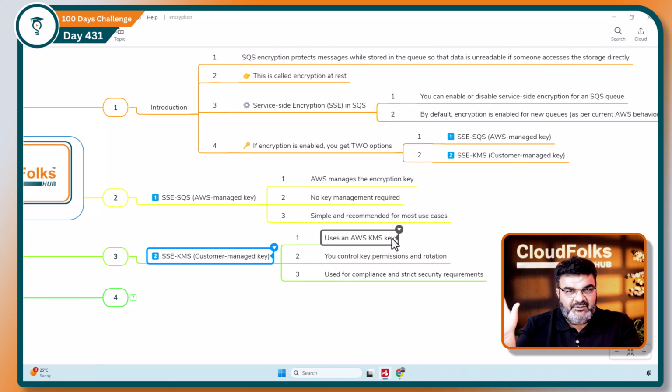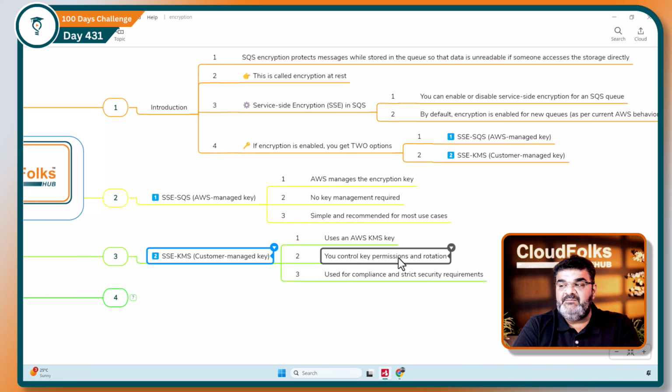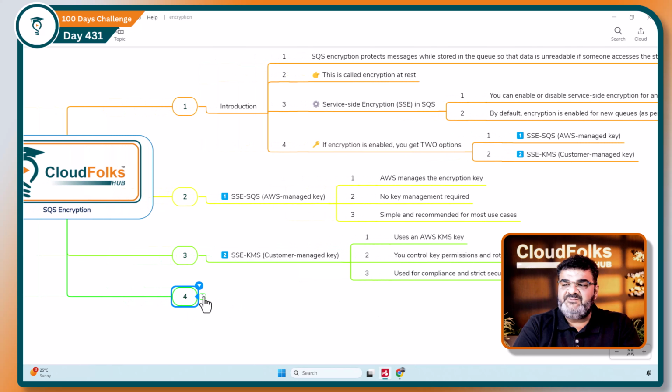So we have to create a KMS key and then use this KMS key along with this SQS queue. Now, if you have your own key, you can control key permission and rotation. You can also audit this key as well. So this is a really secure option because here you have total control over your key. It is used for compliance and strict security requirements. Okay, so this is a very simple option we have.